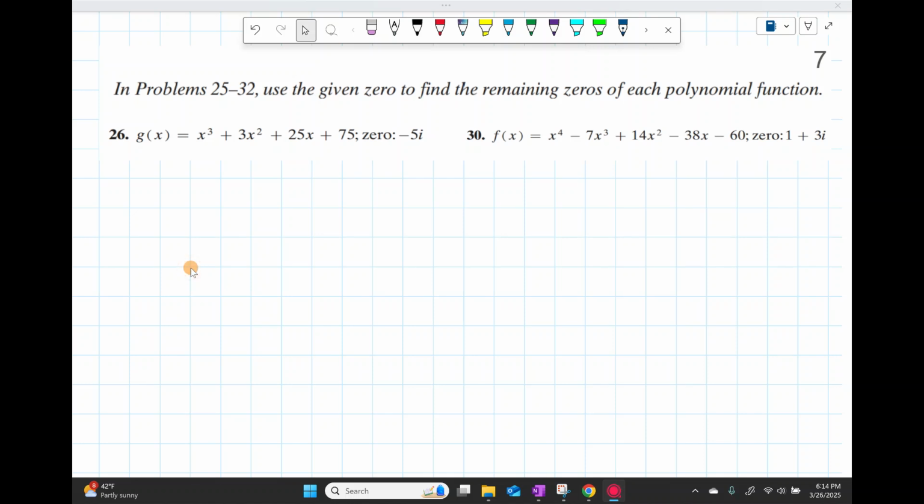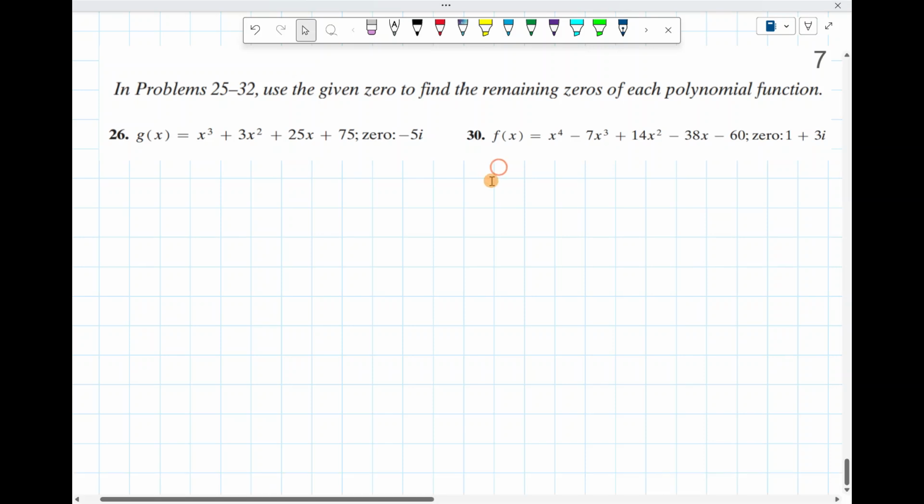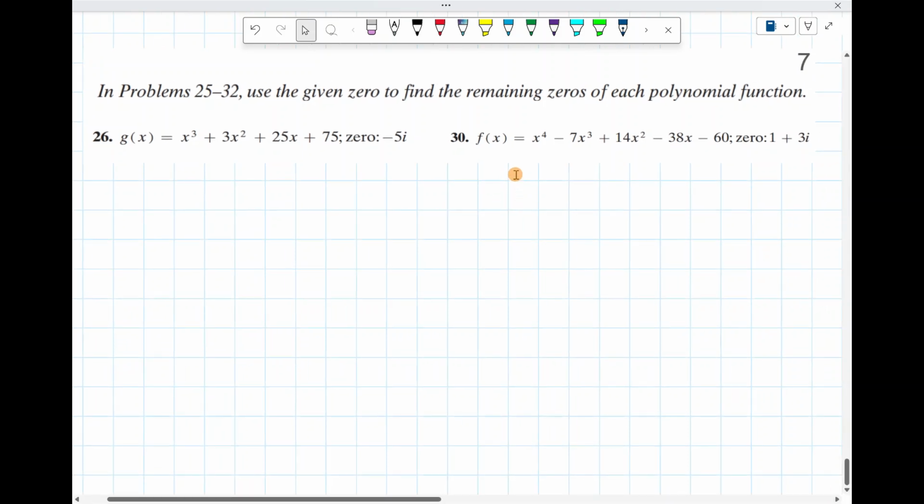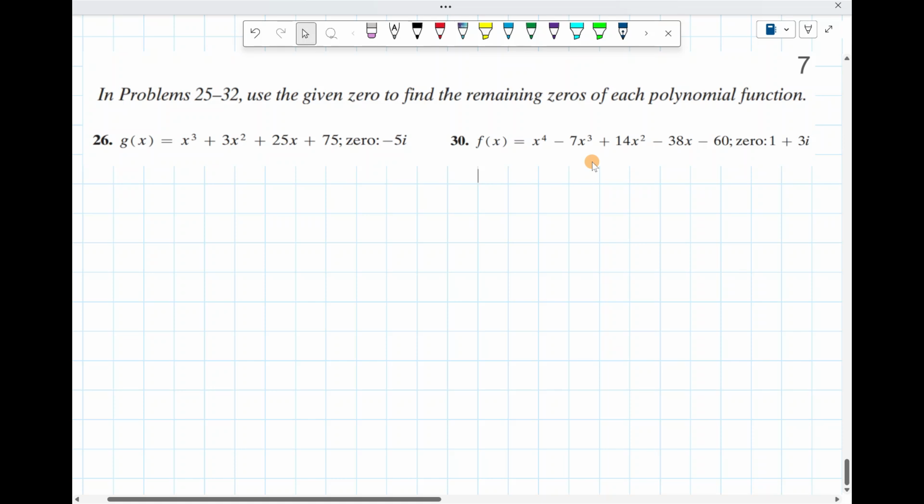In this video, we are going to solve problem 30. In problem 30, we are given a polynomial, f of x equals x to the fourth minus 7x to the third plus 14x squared minus 38x minus 60. And they tell us one of the zeros. And it is our job to find the remaining zeros of this function.